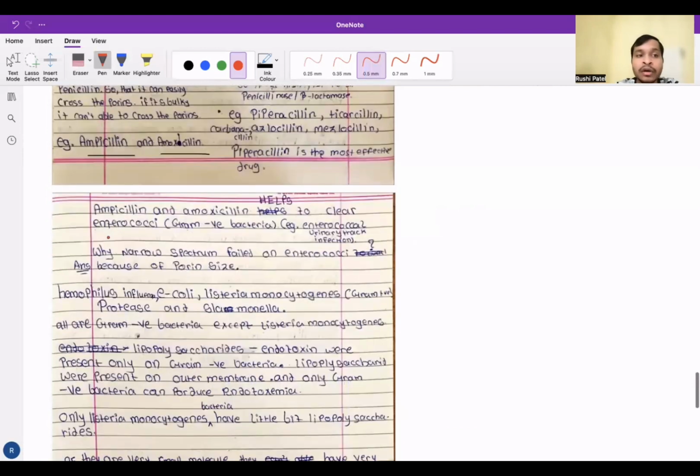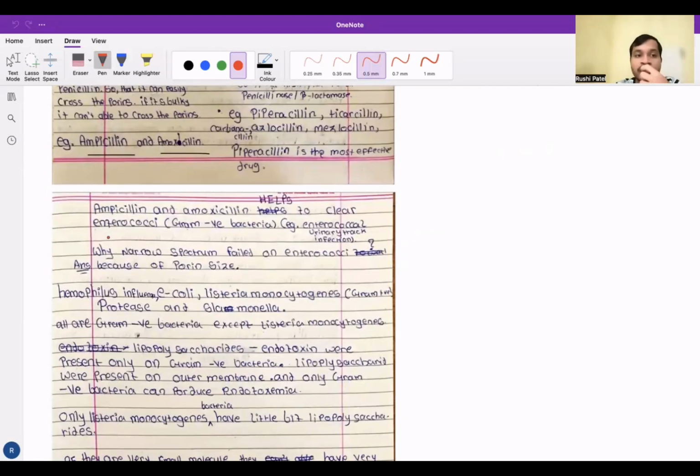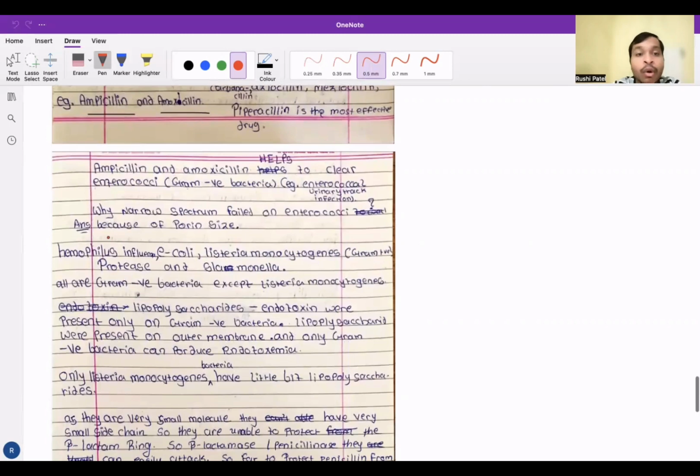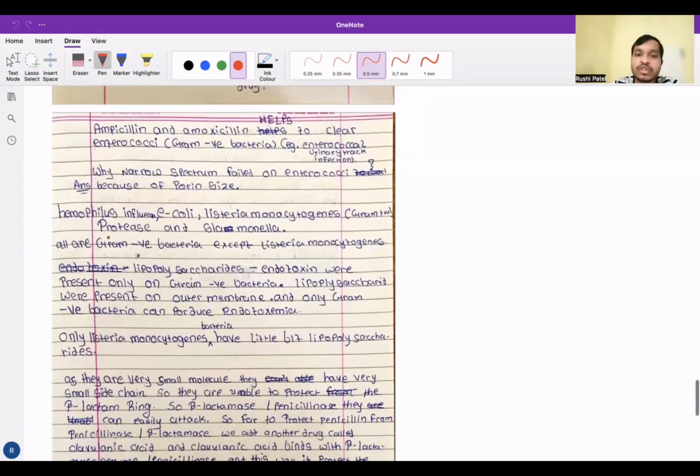An example of the smart penicillins is ampicillin and amoxicillin. Ampicillin and amoxicillin help to clear enterococci, for example in a urinary tract infection. Why did the narrow spectrum fail? Because of the porin size. On which gram-negative organisms will it work?